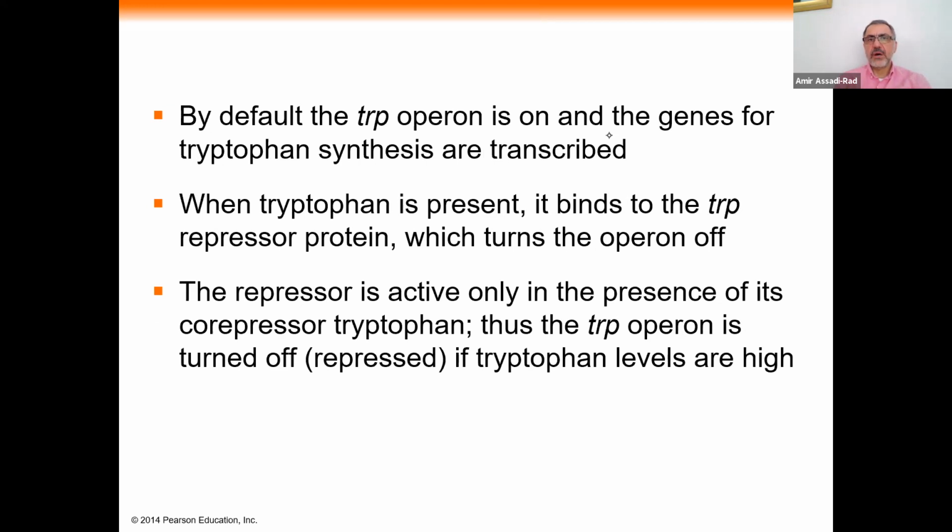By default, the tryptophan operon is on, so tryptophan synthesis is on all the time by default. Do you remember I talked about there are two switches in the bulk of the chapter. So the cell always takes the precursors to tryptophan. In E. coli, again, we're talking about E. coli, the genes for tryptophan synthesis are transcribed. When tryptophan is present, it binds to the tryptophan repressor protein, which turns the operon off. So the repressor turns the operon off. It's always on. Excess tryptophan turns it off.